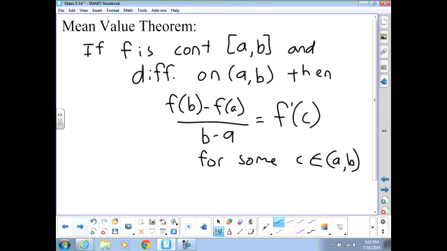So you have your two endpoints, the x's and y's. You do change in y over change in x. Whatever that value is, we then set equal to our derivative and then solve for x. Once you solve for x, check and make sure that value is in your interval.